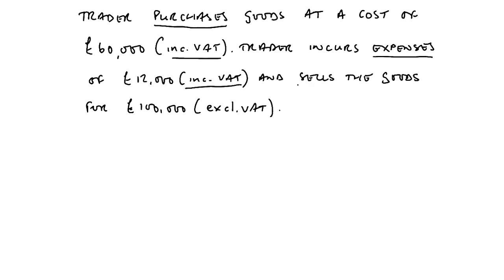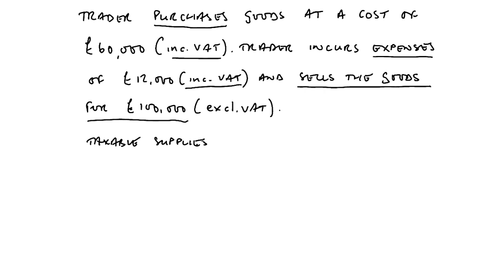Our business has then got on to sell those goods for £100,000 at the moment, exclusive of any VAT charge. So let's have a little look at how we would deal with this. First of all, let's assume that the business makes taxable supplies.